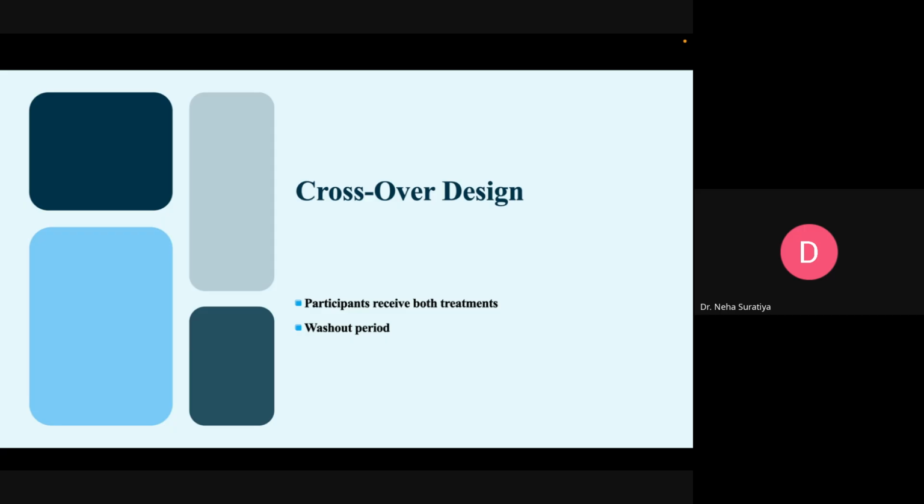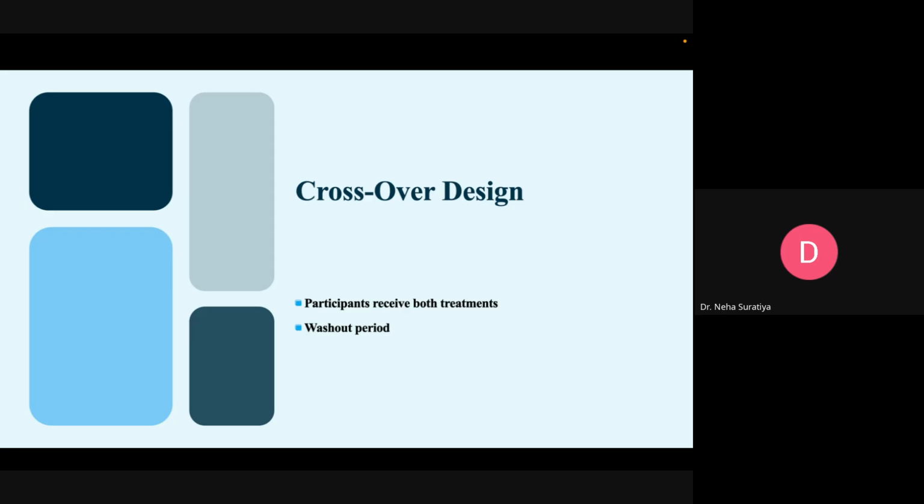Advantages: you need a very small sample size here. Each patient serves as their own control. So this reduces variability, right? It is also cost effective because there are fewer participants, so cost will be saved, and it increases statistical power as well. Differences between treatments are easier to detect.